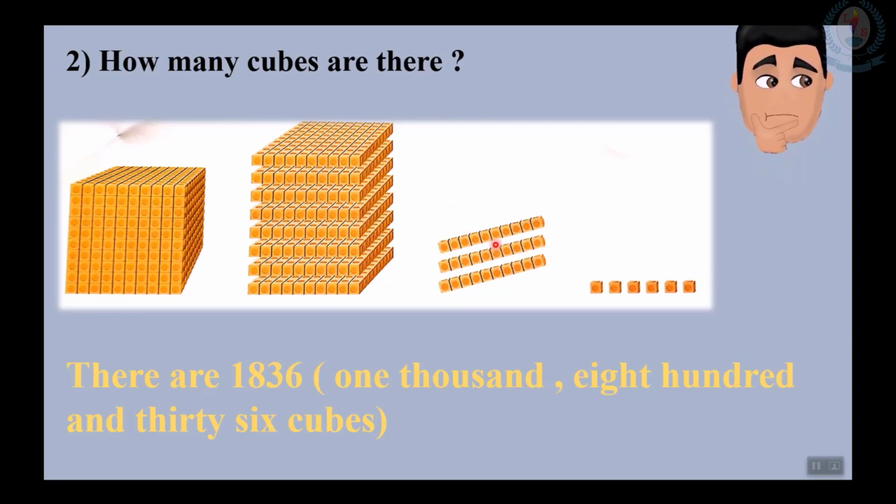Then we have to count all together. That means here we have 1000, here we have 800, here we have 30, and here we have 6. That means there are altogether 1836 cubes, right? This is the way of writing 1836 in numerals, and this is the way of writing 1836 in words. Within brackets I have given that one.